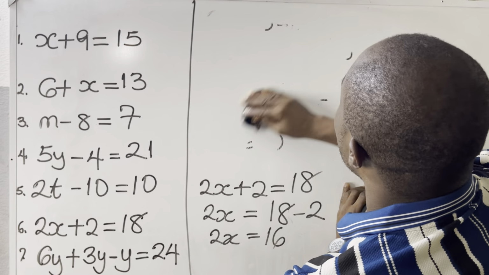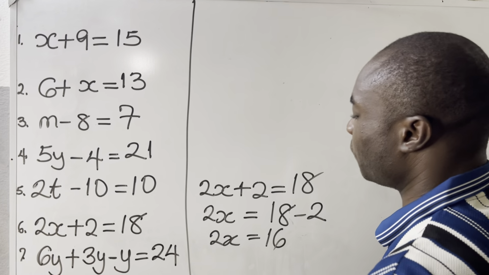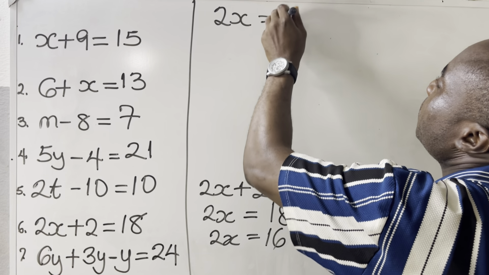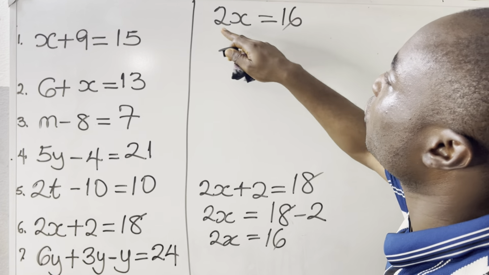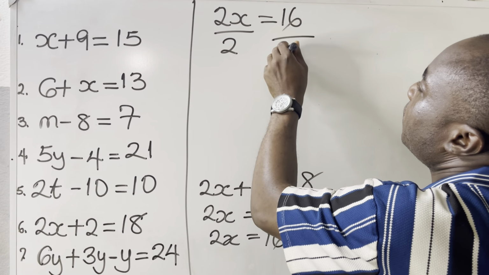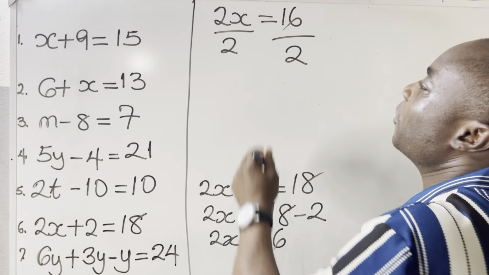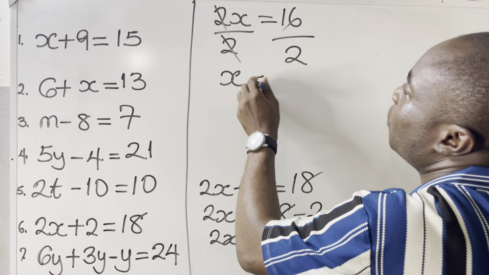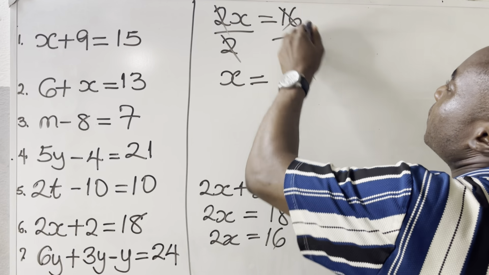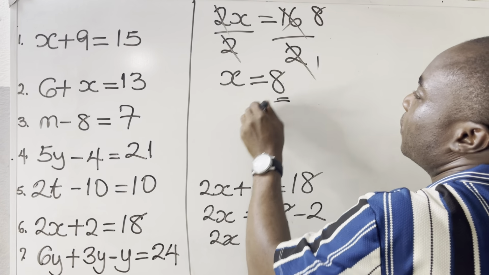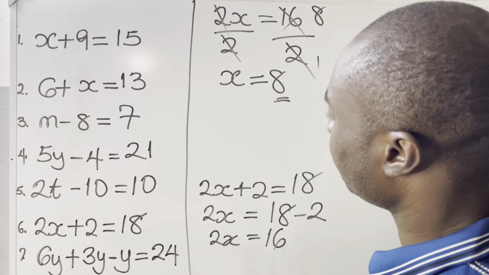All right, so the next thing we're going to do is to divide both sides of the equation by the coefficient of x, which is 2. So divide this side by 2, divide this side by 2. So this cancels out, and we're left with x, and that's equal to 16 divided by 2, and we have 8. 16 divided by 2 is 8.